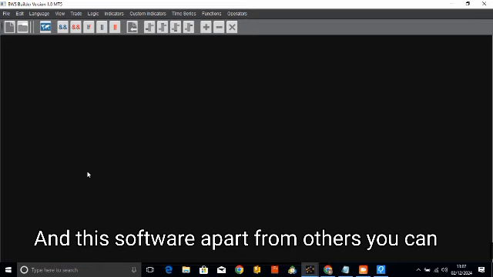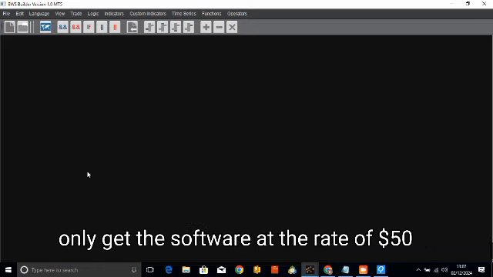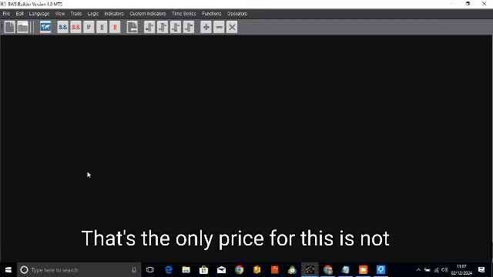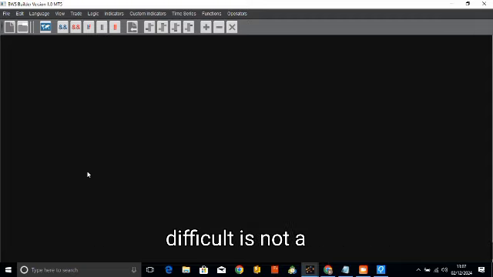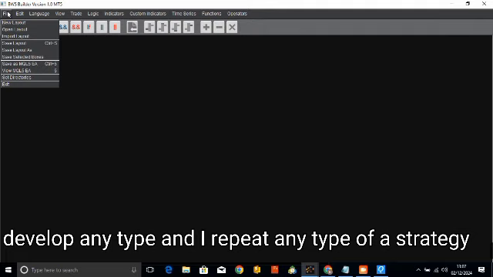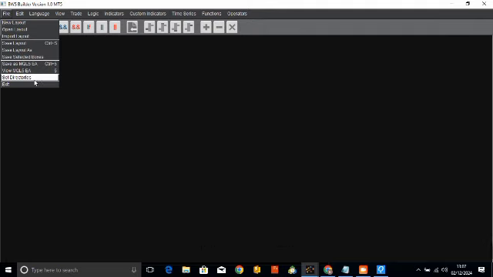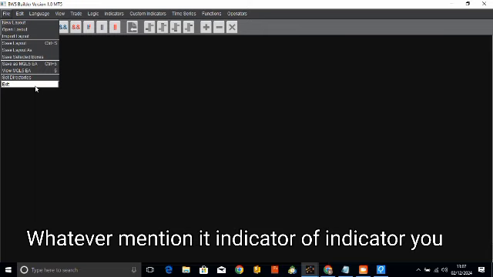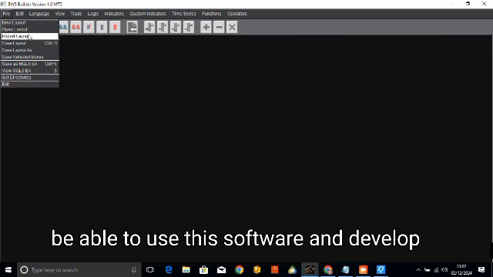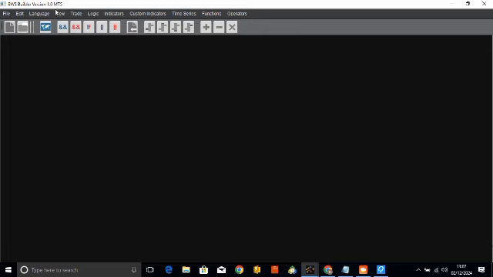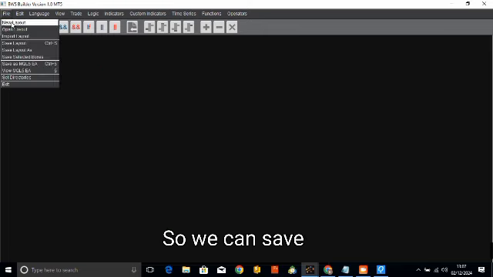And this software, apart from others, you can only get at the rate of $50. That's the only price for this. It's not a difficult software. With this software, you can develop any type, and I repeat, any type of strategy, market structure, whatever. Mention it, indicator of indicator. You'll be able to use this software and develop. So we can save inputs and do the rest.